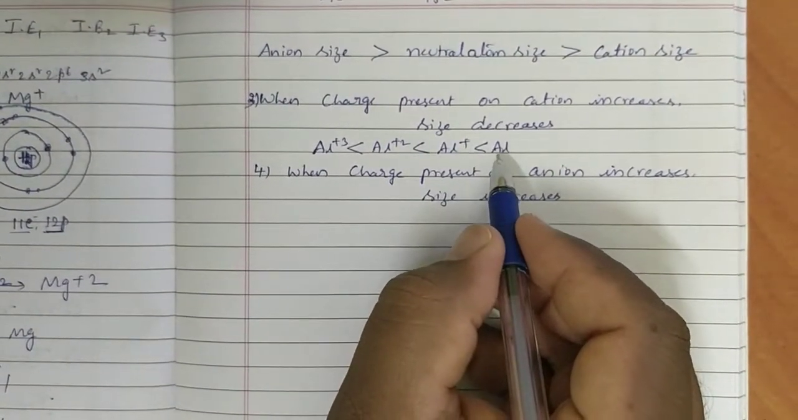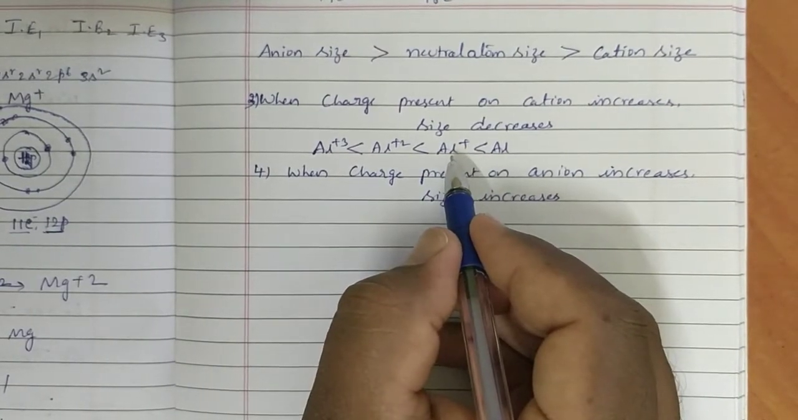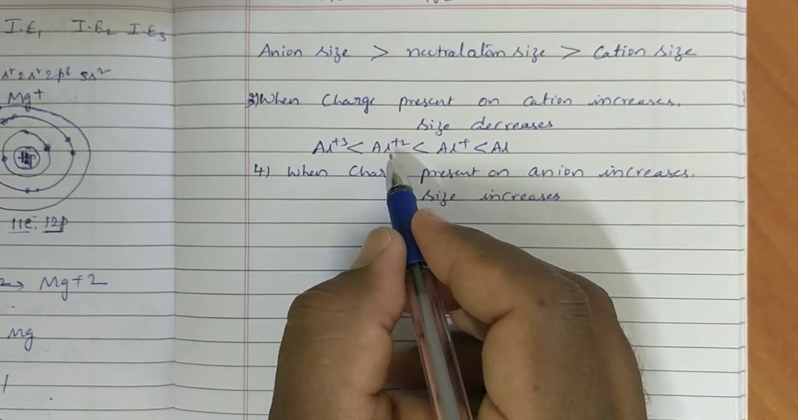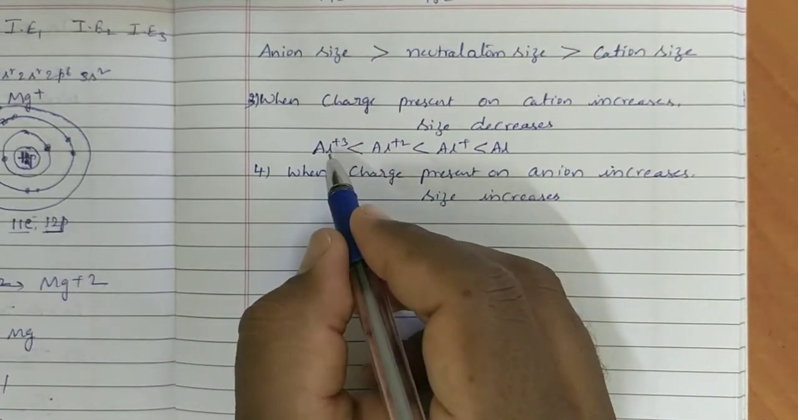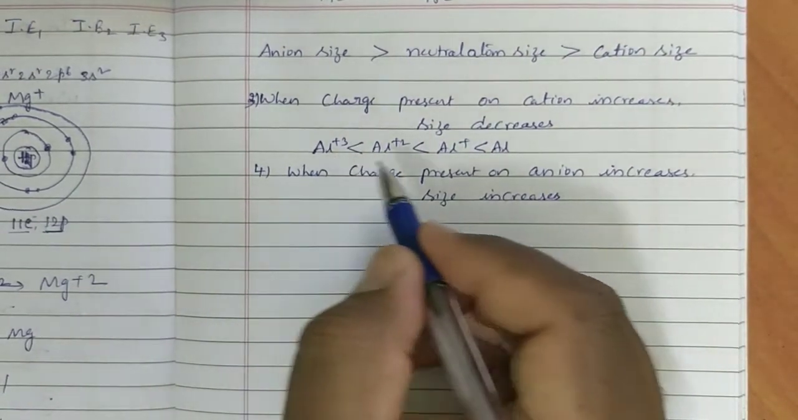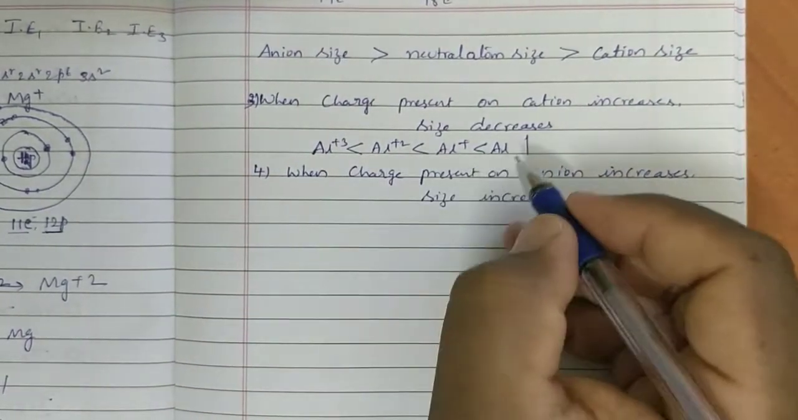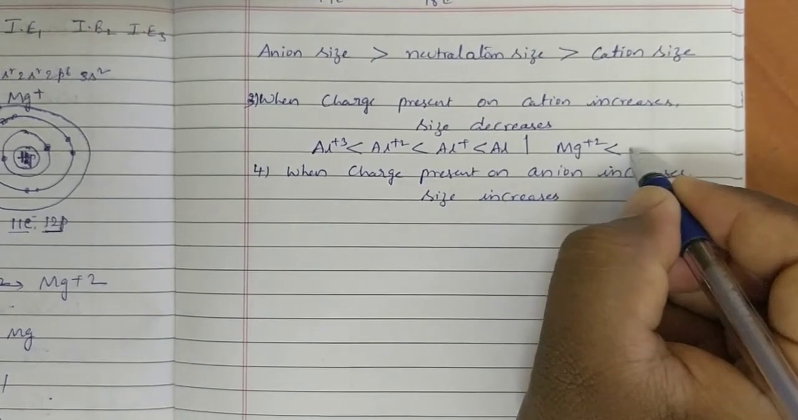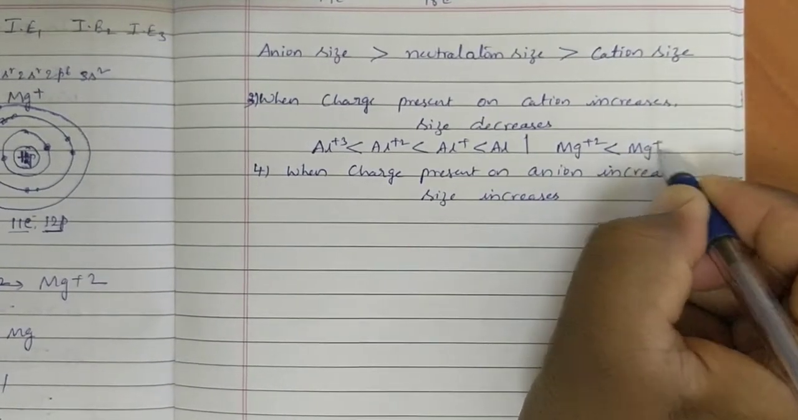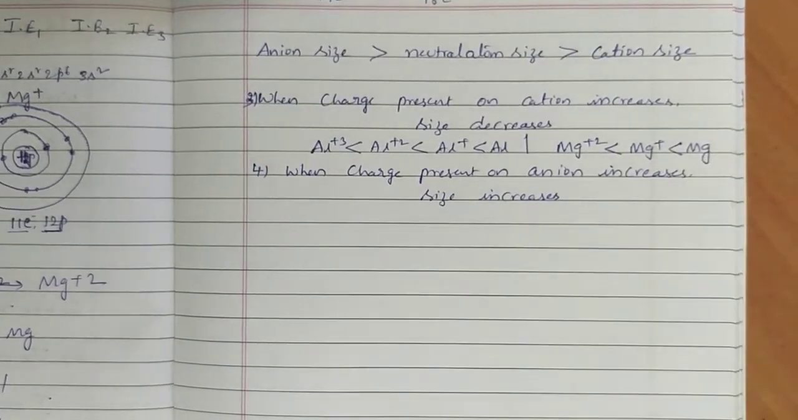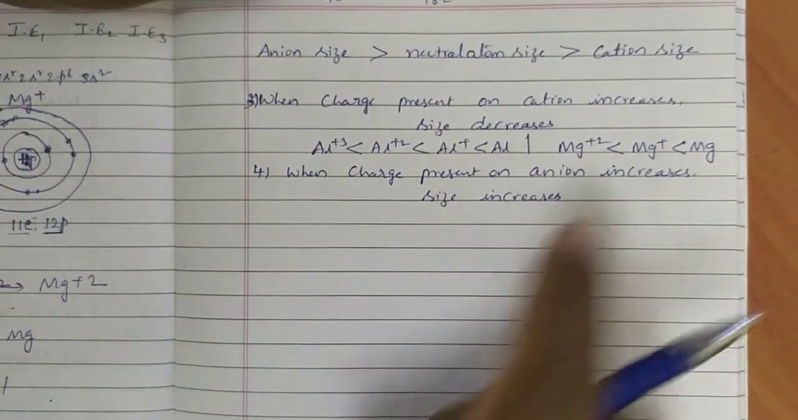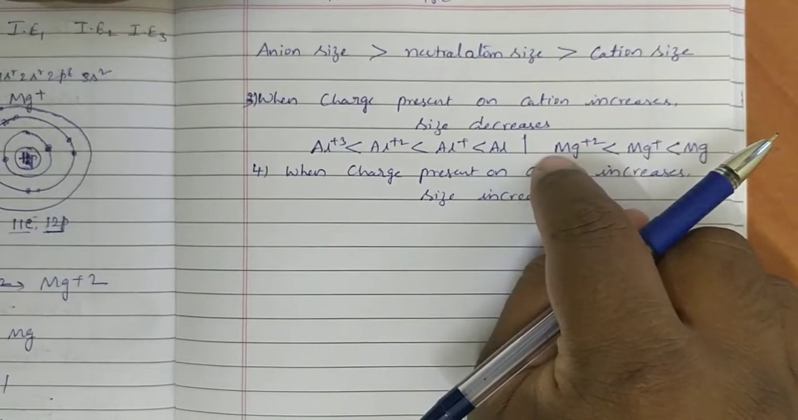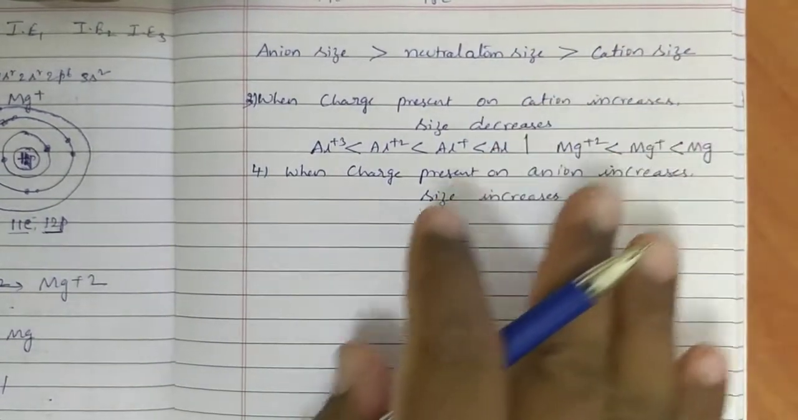So here the aluminium neutral atom is bigger than the unipositive ion. This unipositive ion is bigger than Al2+, that means the dipositive ion. This dipositive ion is bigger than the tripositive ion. This is regarding aluminium. Same way, Mg2+ is smaller than Mg+, which is smaller than Mg. So when the charge present on the cation increases, what happened to size? Size decreases.